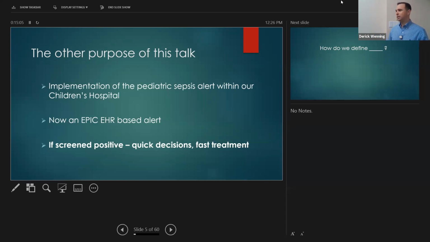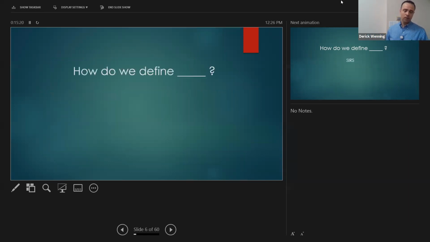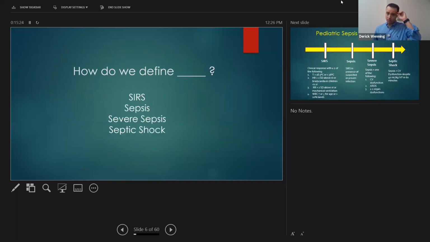So despite the fact that some people don't like the EHR alert system, or think that it catches too many patients, it's still better at identifying patients that are septic than just us doing it alone. So please pay attention to it. So how do we define all these things? SIRS, sepsis, severe sepsis, and septic shock.